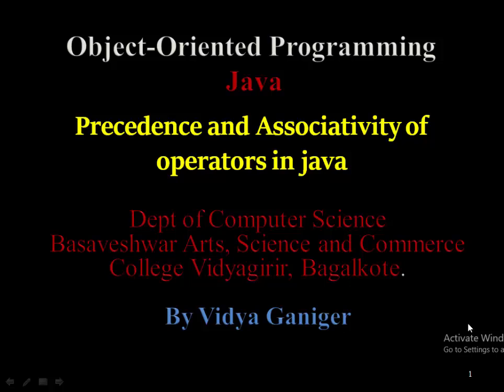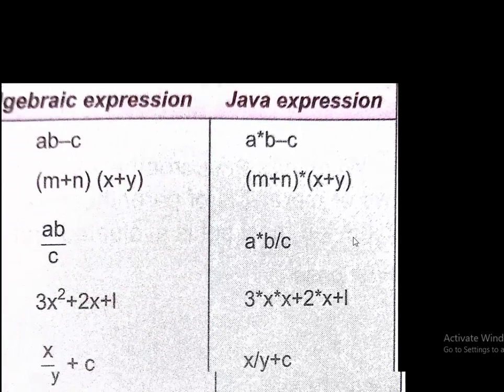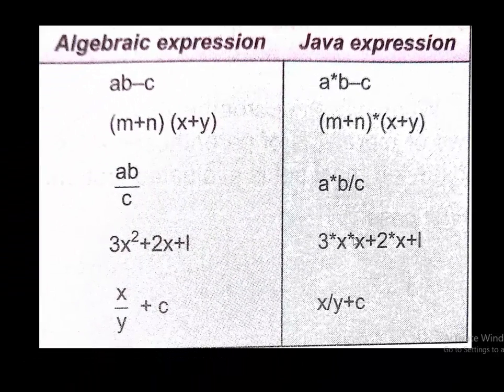So we know that an arithmetic expression is a combination of variables, constants, operators and operands which are arranged in one systematic order as per the syntax of the programming language. That is called an arithmetic expression. In the Java programming language, arithmetic expressions or algebraic expressions can be written as a Java expression.